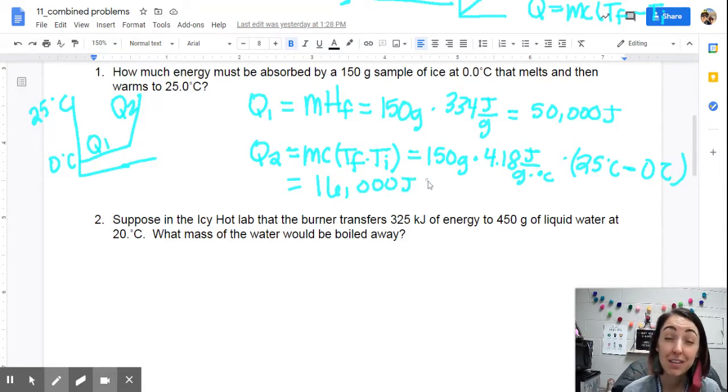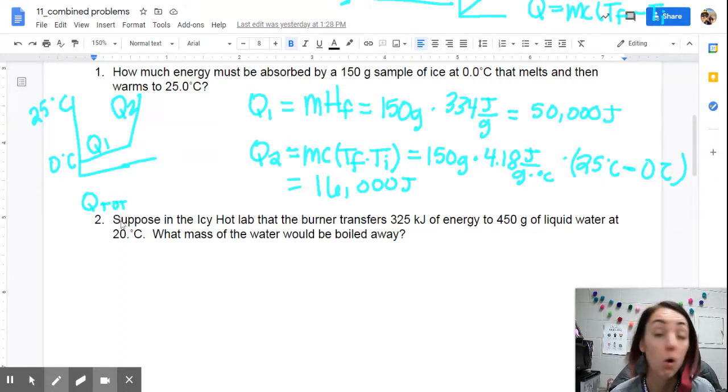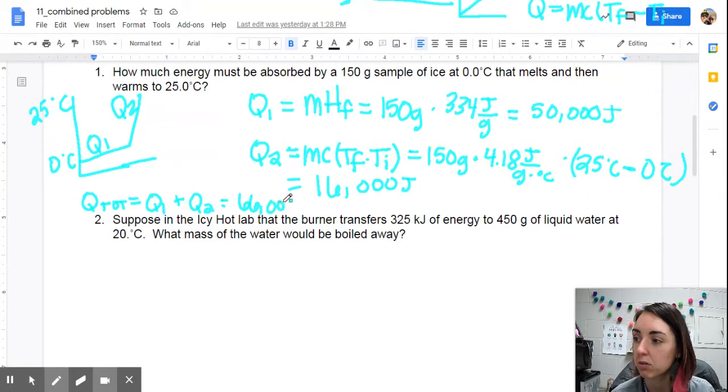Okay, here's the good news. The last part is the new part. So it's new math. And guess what? It's just addition. Praise be. So we're looking for Q total. Here we go. Q total equals Q1 plus Q2. That's it. So my final answer, 50,000 plus 16,000 joules, 66,000 joules.